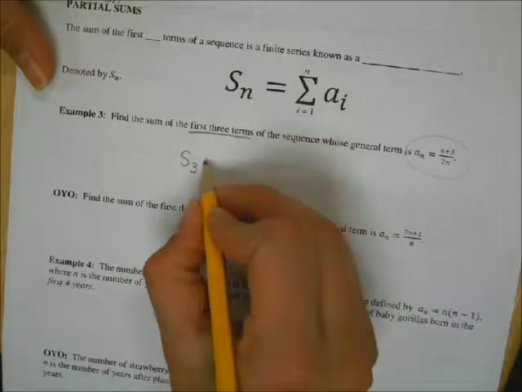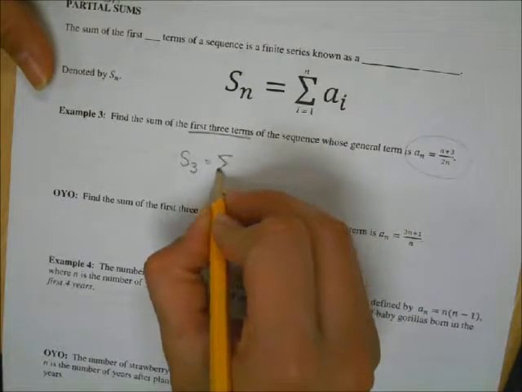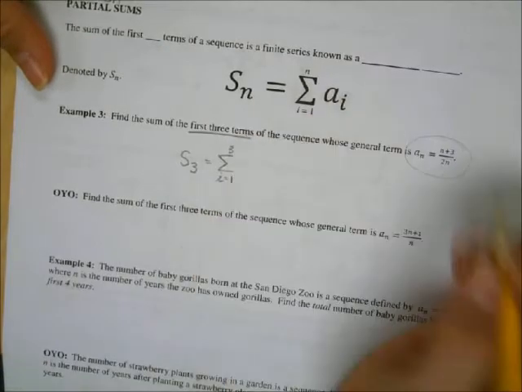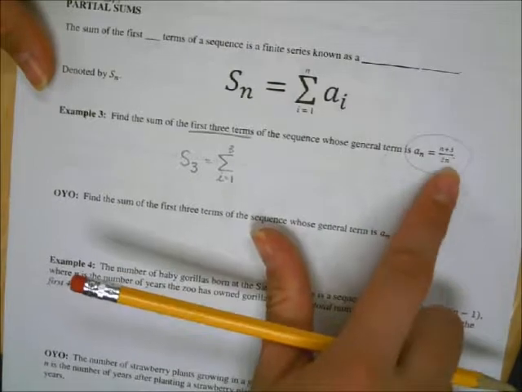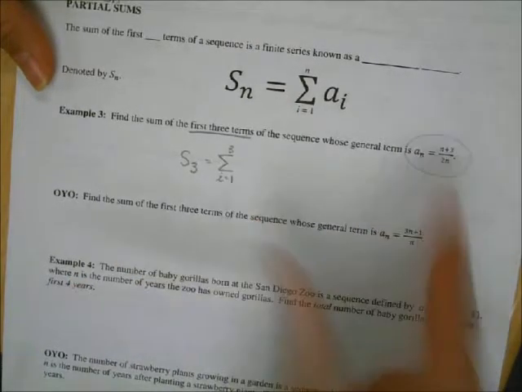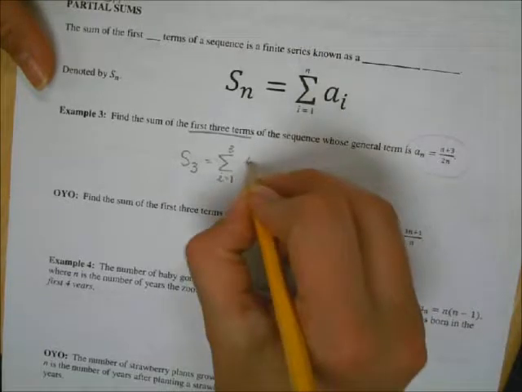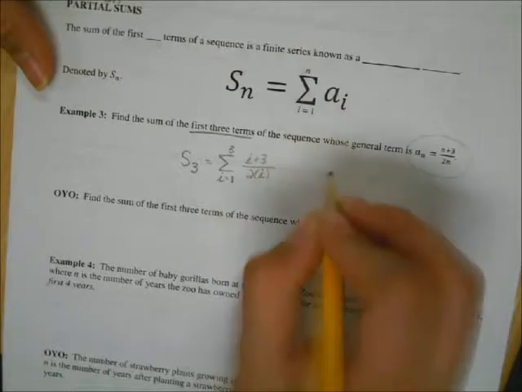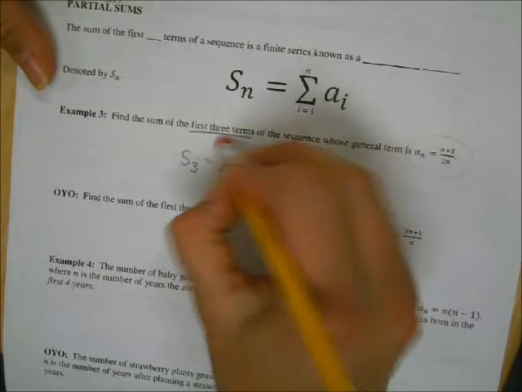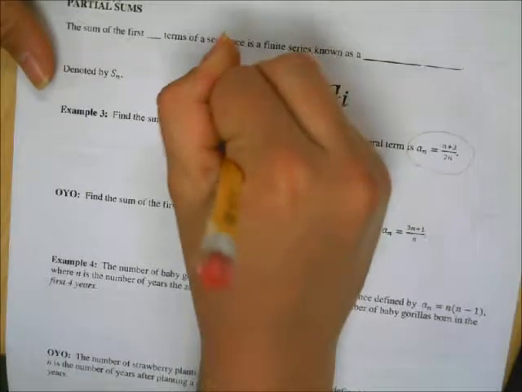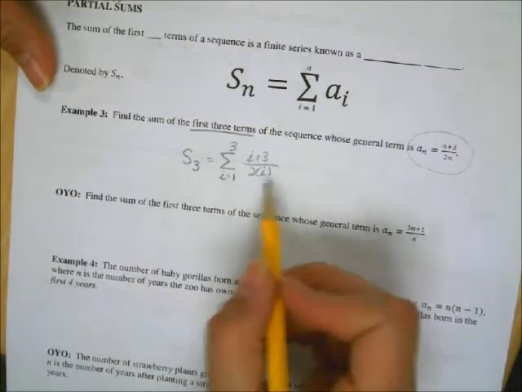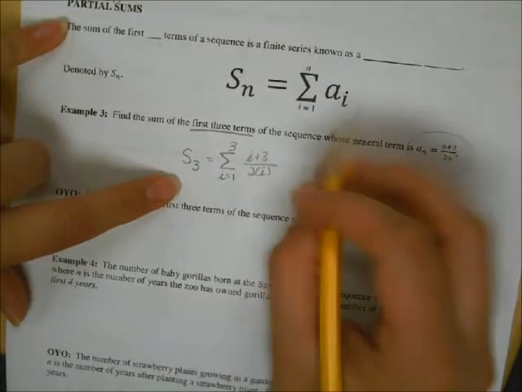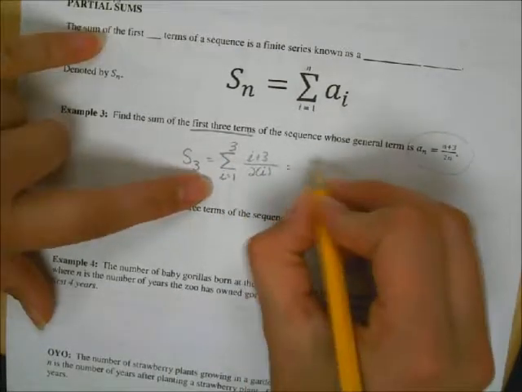That is going to be the same thing as the sum as i goes from 1 to 3 of a sub i. When they say a sub i, they mean your general term with i in its place. So instead of n plus 3, we get (i plus 3) over 2 times i. That's a 3 up there. So this is the sum from 1 to 3 of this general term. Plug in your numbers from 1 to 3.